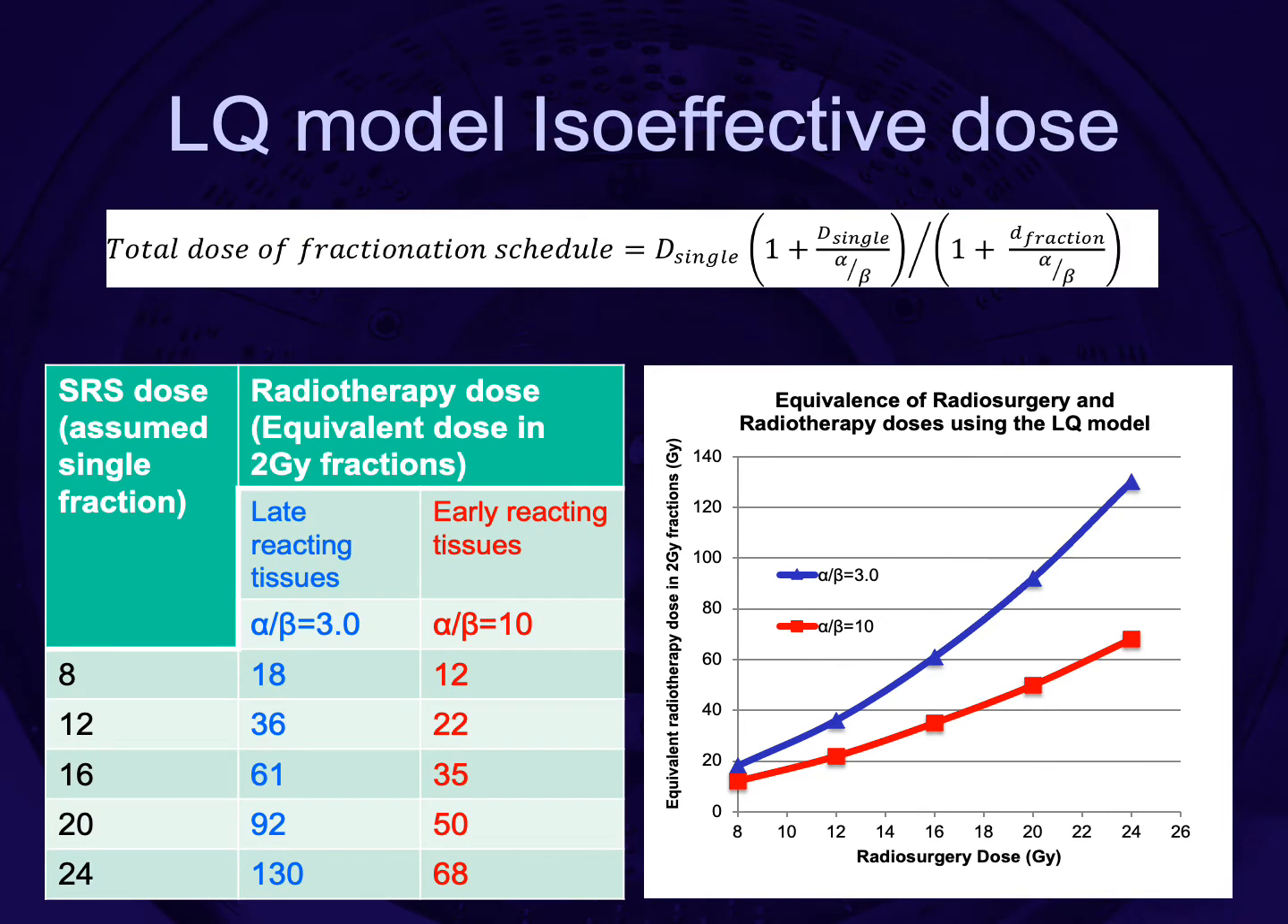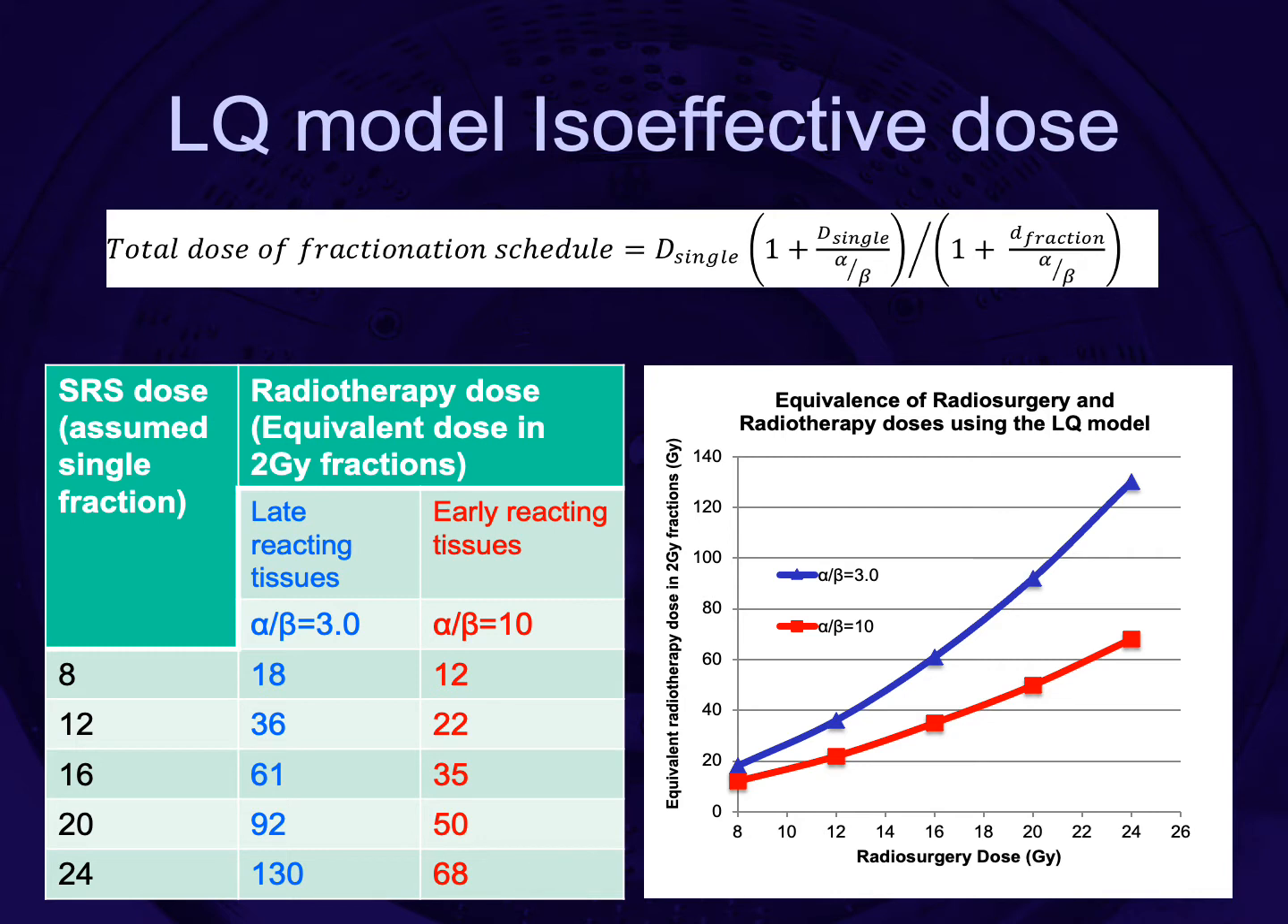This is one of the reasons that's used to justify fractionation. Here we can see two curves. We've got a red curve in the chart on the right hand side, which represents the equivalence of a single fraction dose to 2 Gray fraction doses for a high alpha-beta ratio target, versus the blue curve, which is for a low alpha-beta ratio target.